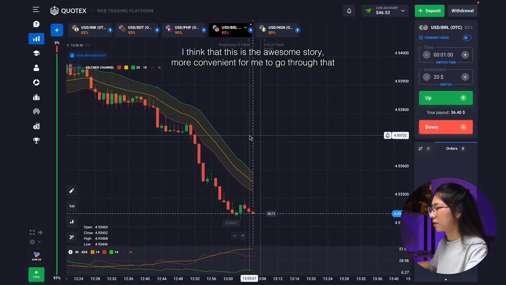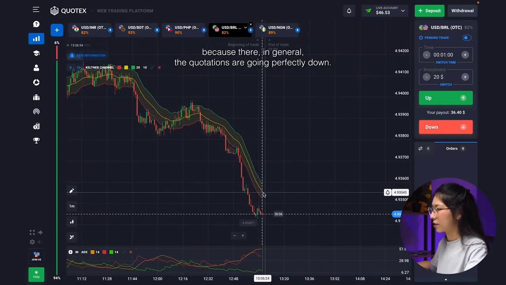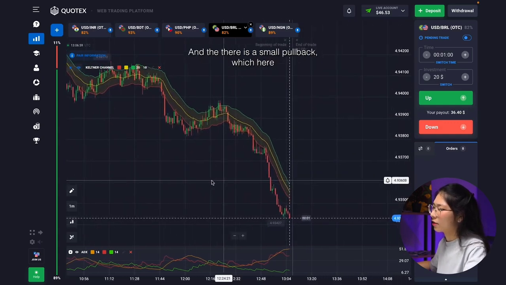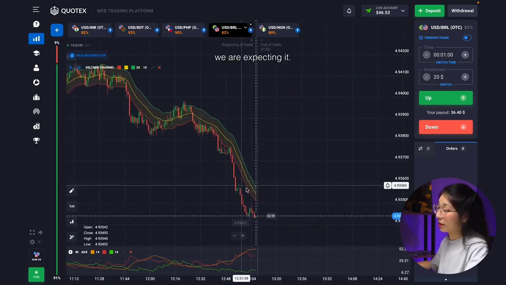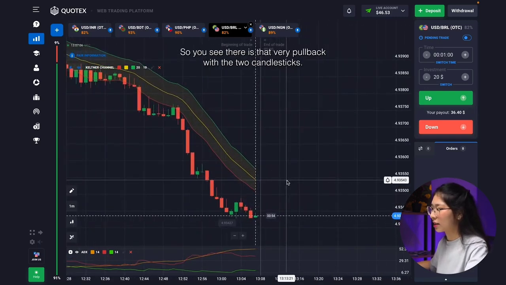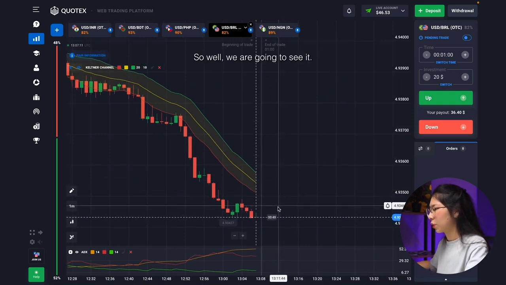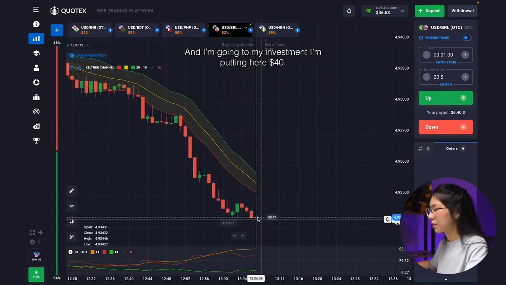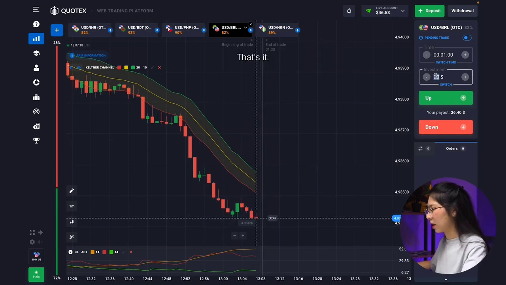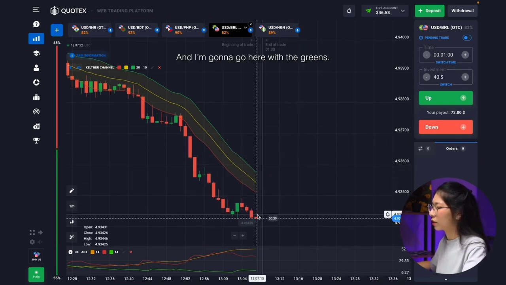Okay, I think that is the awesome story. It's more convenient for me to go through that because there, in general, the quotations are going perfectly down and there is a small pullback, which here we're expecting. So we see that very pullback with 2 candlesticks, and maybe it's going to be no one. Well, we're going to see. I'm going to my investment, I'm putting here $40. Okay, that's it. And I'm going to go here with the greens.